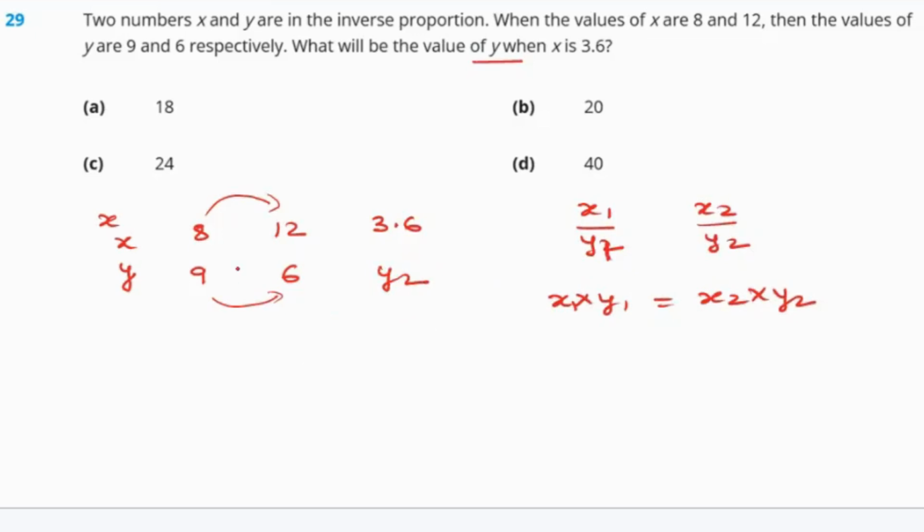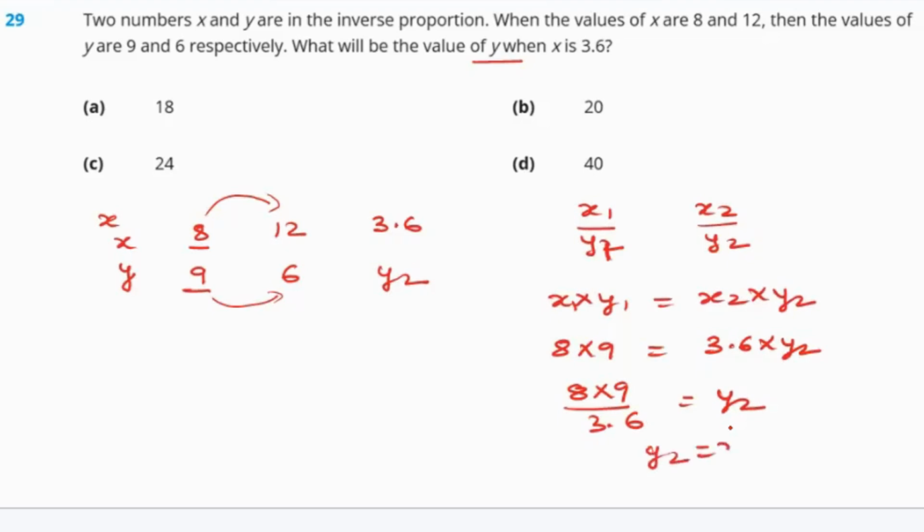If we take the value of x1 as 8 and the value of y1 as 9, so we will do what? 8 times 9 is equal to 3.6 times y2. The value of y2 we don't know. So 8 times 9 by 3.6, that we need to solve. When we solve it, the value of y2 that we get is equal to 20. So option B, 20, is our correct answer.